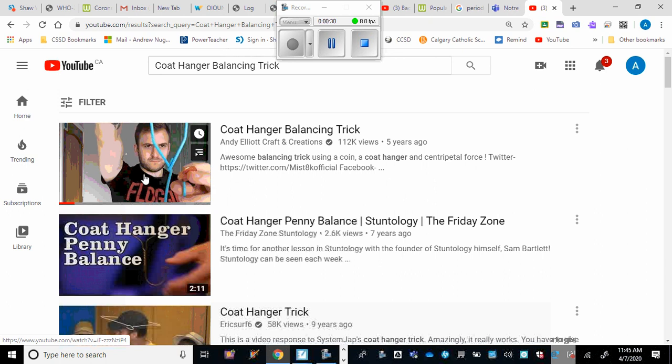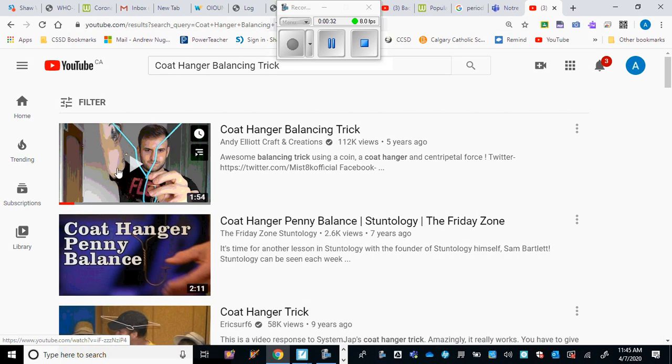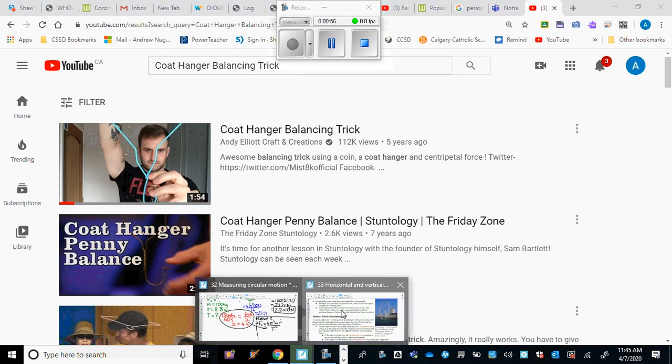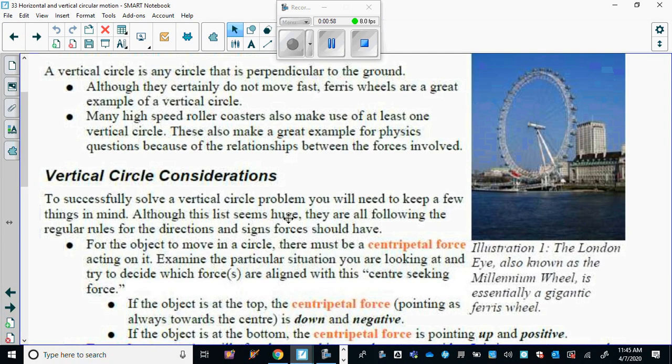this video here on this guy here. The unfortunate thing about our present situation is you miss me doing this trick, and I sort of mastered it over the years. It's a great trick, and it really works. It's basically spinning a penny on a coat hanger, and as long as you spin it fast enough, that penny will not fall off. So even when it's upside down, the penny won't fall off. So watch that video, and hopefully it'll pique your interest in vertical circular motion.